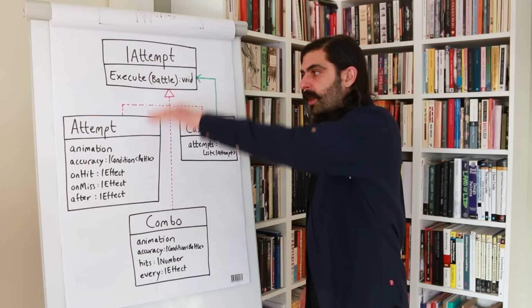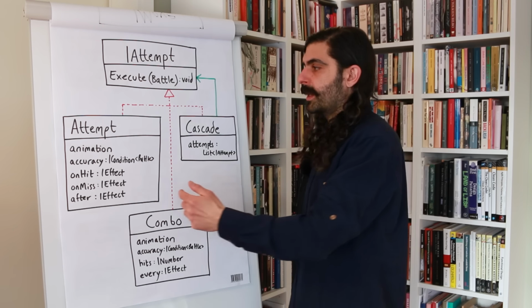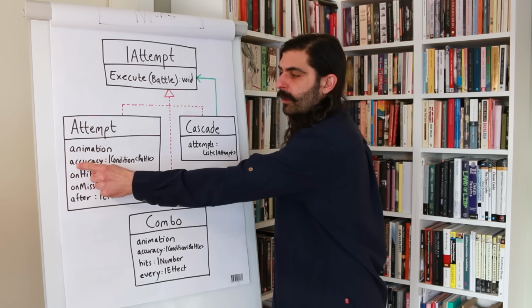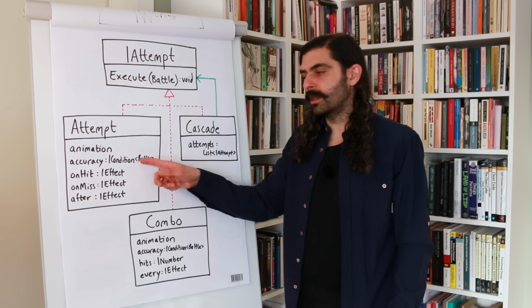So the animation needs to fall down here to the attempt level, and we can't specify it up on the move level, to give us that flexibility. Okay, so we have an animation. Then you have what? You have an accuracy. And what is the accuracy? The accuracy is of type I condition for a battle.